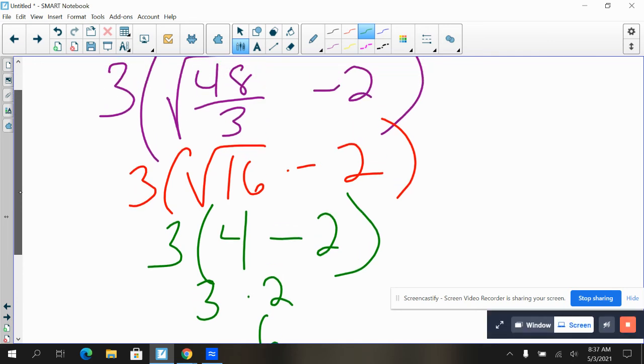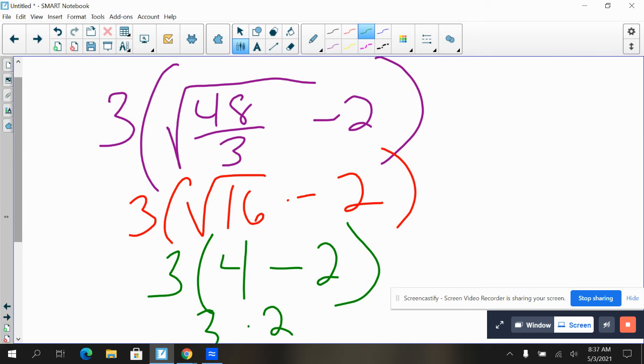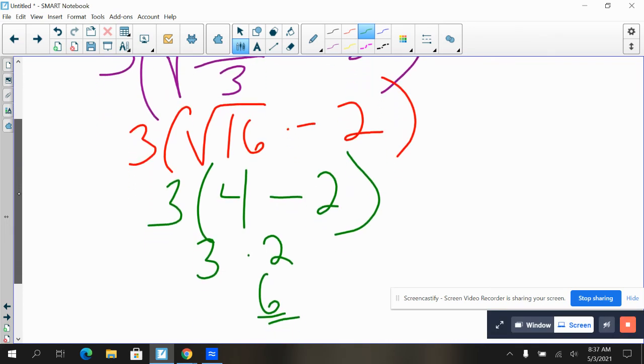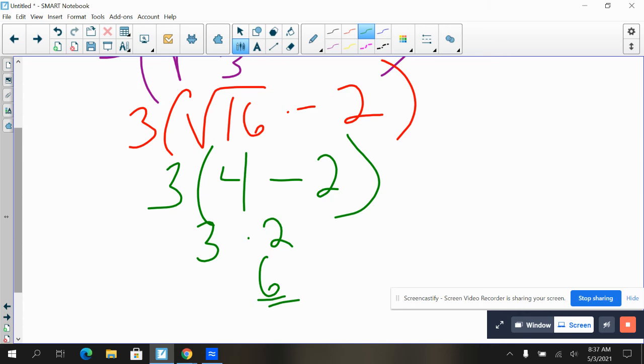So it started off looking rather ominous. 3 parentheses radical 48 divided by 3 minus 2. Oh my gosh. But again, the radical sign you can treat like the innermost parentheses. That's kind of an exception to the rule. So you divide and get whatever number is underneath the radical sign. It doesn't go away because you haven't solved it completely. Does that make sense? Okay.